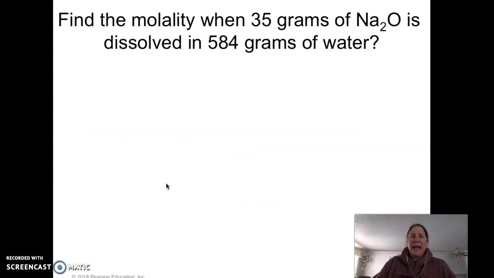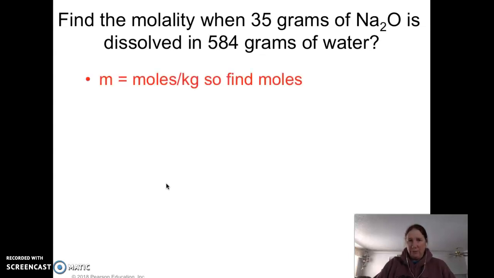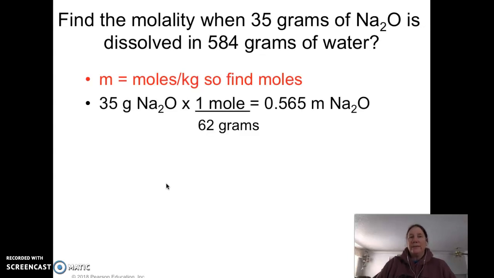Okay, for molality, you take 35 grams of Na2O dissolved in 584 grams of water. So again, find moles. Take 35 grams of sodium oxide. Its formula mass, what it weighs, is 62.